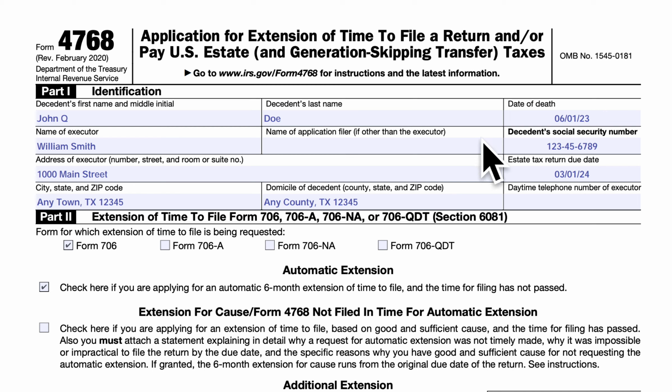If there's someone other than the executor that is filing this tax return, you can put that person's name here. Here is John Doe's social security number, and then the executor's address with the city, state, and zip code, and the original due date of the estate tax return. So this would be the date that the tax return was originally due. And then in the lower right corner, we're going to put in the daytime phone number of the executor. And now we're going to part 2.